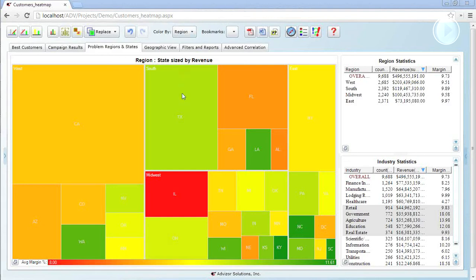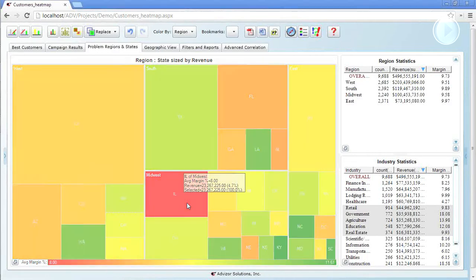Up here we have the Midwest. It's comprised of about 8 or 10 states. What jumps out is Illinois is big and red. That means it has a lot of revenue, but low gross margin. And there's a gross margin scale down at the bottom. So the low end of the spectrum of all of these states is 8%. The high is almost 11.6%. So Illinois has a total of $23 million of revenue and an 8% gross margin. That's a problem. Let's drill in on it.